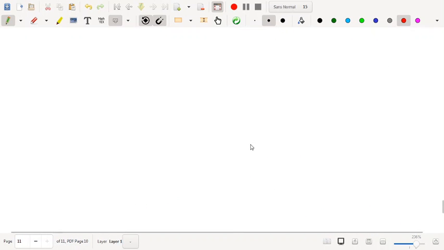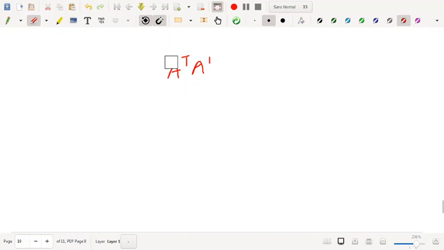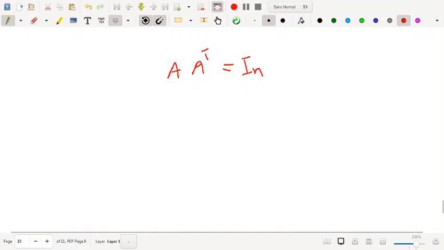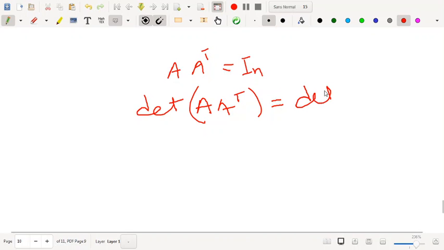If you want the proof, suppose A is an orthogonal n-cross-n matrix, so we can write A into A transpose equal to identity. Now take the determinant on both sides: det of A into A transpose equals the determinant of identity. What is the identity matrix? All diagonal elements are 1.